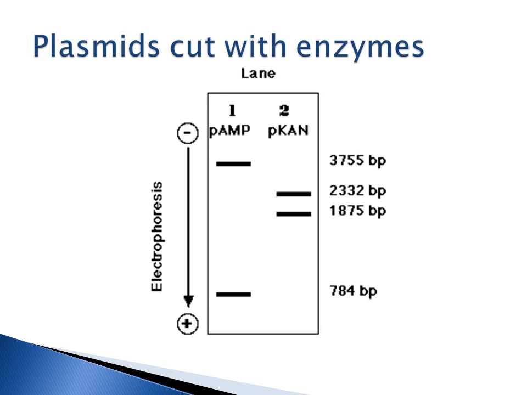Same thing with the kanamycin. If you cut with your two enzymes, you're going to get the 1,875 base pair band that contains the kanamycin resistance gene, and you should get the other band, which is the rest of that plasmid. So you should be able to add those up, and they should equal the total length of the original plasmid.